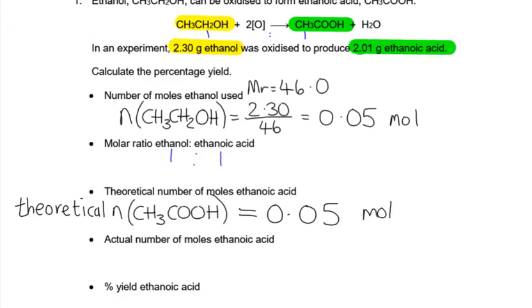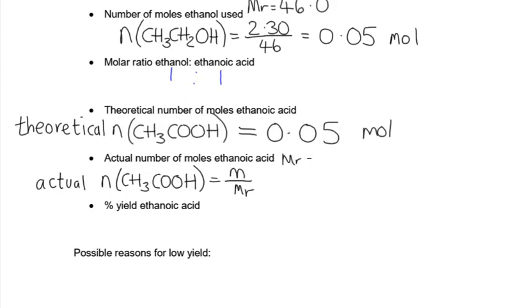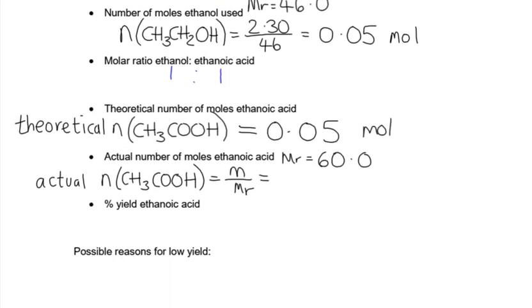How many moles did we actually get? Well, we can work that out by doing moles is mass over MR. So pause the video again and see if you can add up the MR of ethanoic acid. And you should have got 60. And we actually produced, if you look back, 2.01 grams. And the MR is 60. So if you divide that through on your calculator, you should get 0.0335.